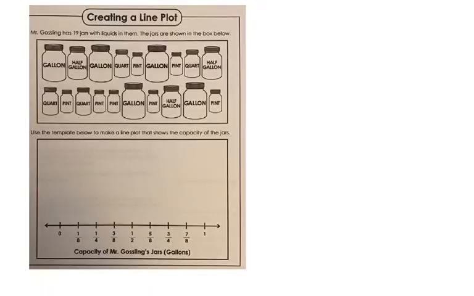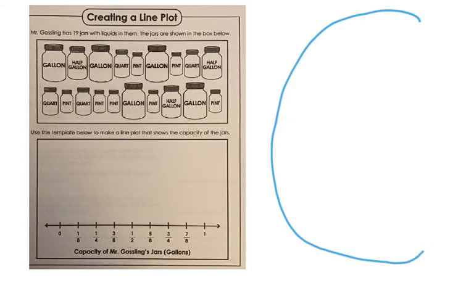All right, in our last example, Mr. Gosling has 19 jars with liquids in them. The jars are shown in the box below. So in order to help us with this question, because if you look at our number line that's already been created for us, we see fractions. And so I'm going to draw Mr. Gallon Man over here on the side, and he's going to help us figure out where all of these jars go.